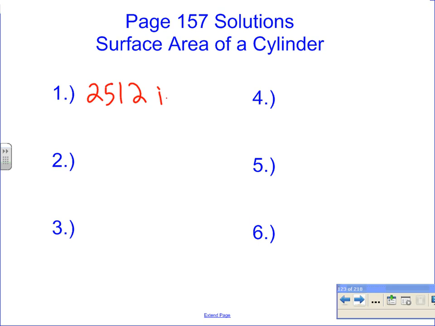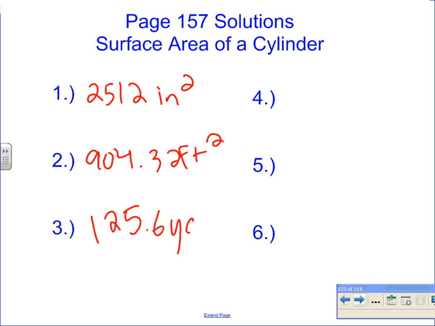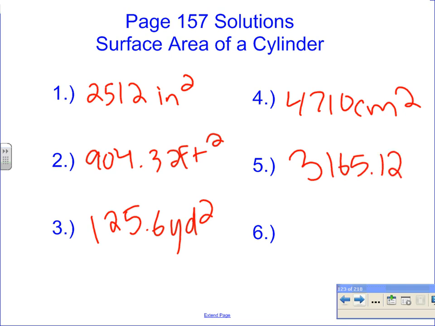2,512 squared. Good. Number 2, Amberly. Good. Peyton, number 3. Good. 125.6 yards squared. See, please don't do that. Okay. Number 4, Greta. Good. Number 5, Nathan S. Good. Nathan M, number 6.